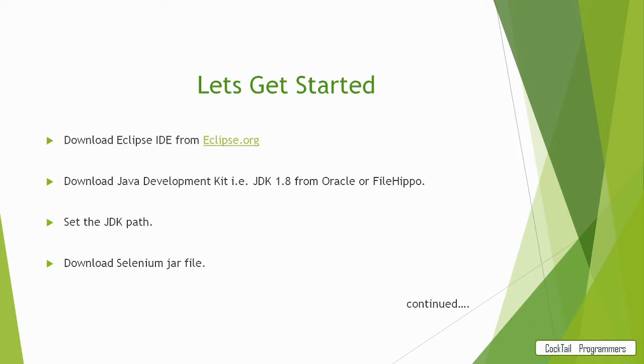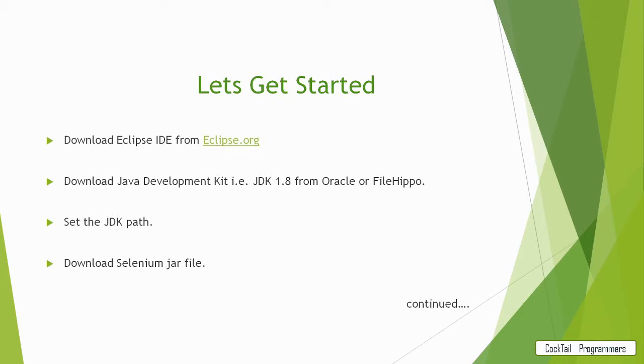To download the Eclipse IDE, we need to visit the Eclipse official website, that is eclipse.org, and we'll be downloading JDK 1.8. Then we'll be downloading Java from either Oracle or FileHippo. If you want to download from Oracle, you need to have a user ID with Oracle, or else you can download straight from FileHippo, where you need not create any ID.